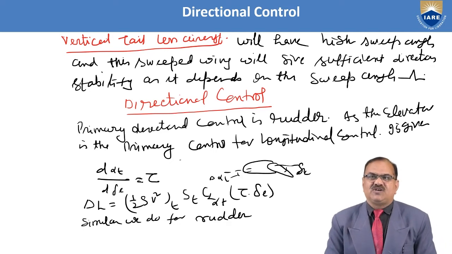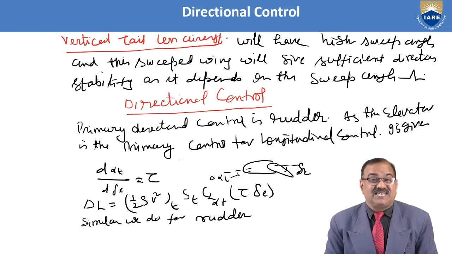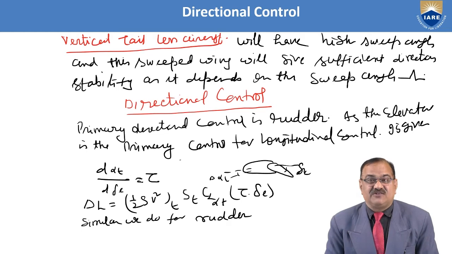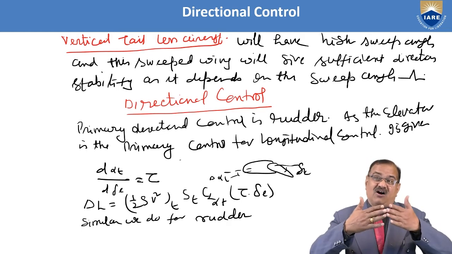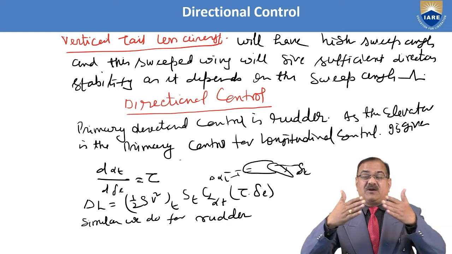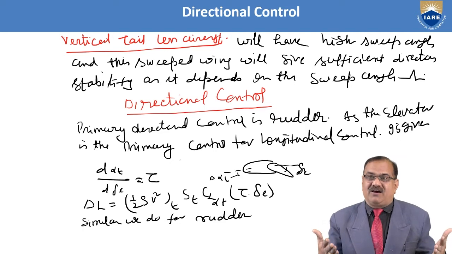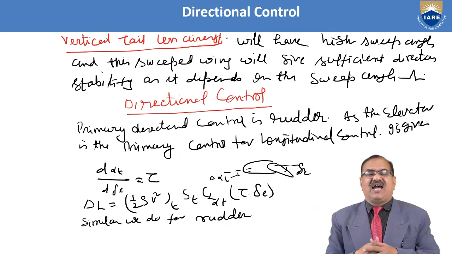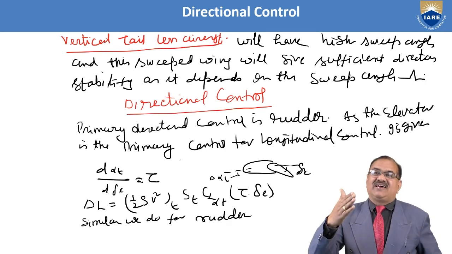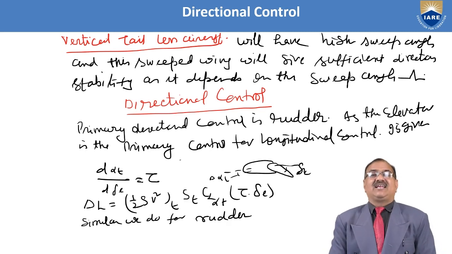So we'll have a high sweep angle, and this swept wing will give sufficient directional stability, as it depends on the sweep angle. If you see all these tailless aircraft, they have the delta wing, with a very sharp, large sweep angle, like the B-2 bomber and others. They are very much delta, and their directional stability is achieved by their sweep angle. Okay, so now directional control.